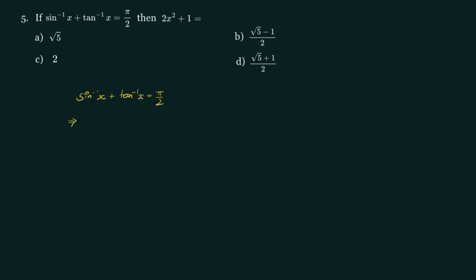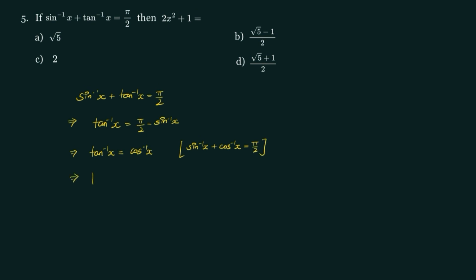So here let us take sine inverse x to the other side, then it will be tan inverse of x equals pi over 2 minus sine inverse of x. Now this implies tan inverse of x equals, see, pi over 2 minus sine inverse x is cos inverse of x, because there's a relation that sine inverse of x plus cos inverse of x equals pi over 2.